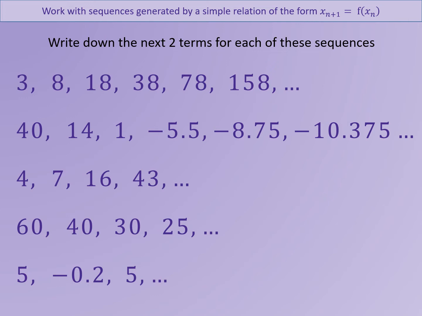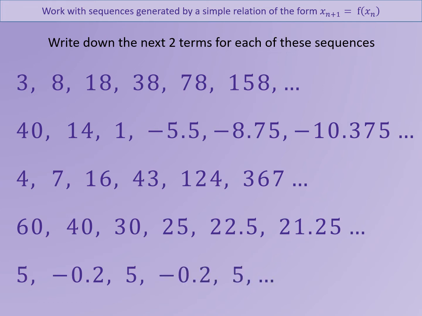You may have noticed with sequence 3 that the difference between the terms is tripling each time, or again, you may have found another rule. The next two terms are therefore here. Sequence 4, you may have noticed that the difference between the terms each time is halving. And the final one looks slightly different to the others, but you may have noticed that the terms are alternating. And therefore, the pattern would continue like this.